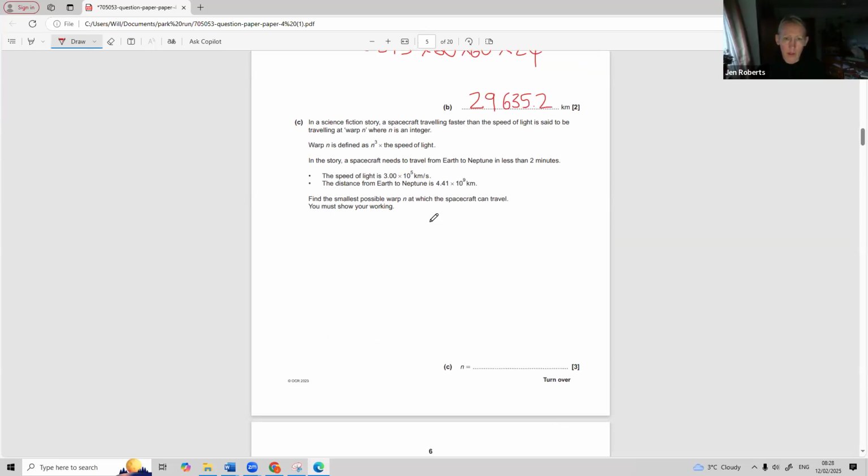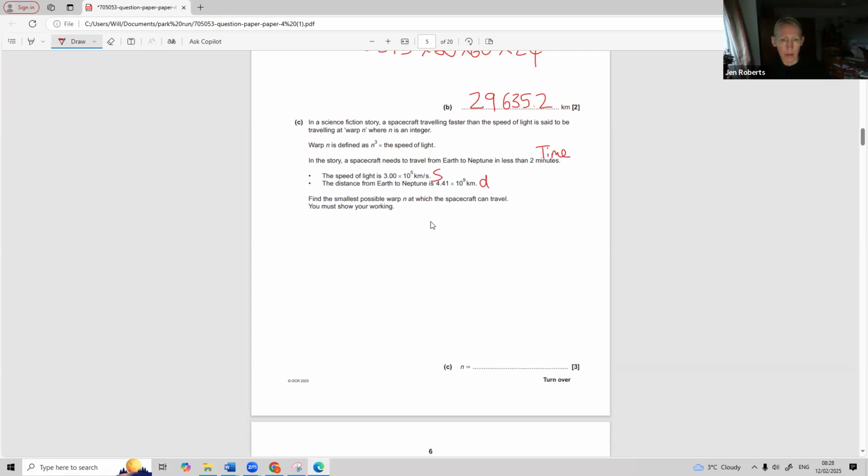Right, so in a science fiction story, a spacecraft traveling faster than the speed of light is said to be traveling at warp n, where n is an integer. It's an interesting question. Warp n is defined as n cubed times the speed of light. In the story, a spacecraft needs to travel from Earth to Neptune in less than 2 minutes. Ooh, so I've got a time here, haven't I? The speed of light is 3 times 10 to the 5, so I've got a speed. And the distance from Earth to Neptune is this distance.